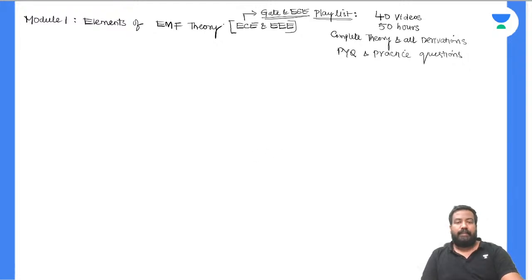If you go for any of the playlists on YouTube, what you find is a maximum of 8 to 10 hours of theory for module 1. Whereas we had covered 50 hours, or we had delivered 50 hours of content only for module 1, that is elements of EMF theory. You can imagine, using this content very easily, you can go through GATE and ESE 2023, a fully comprehensive course for module 1.